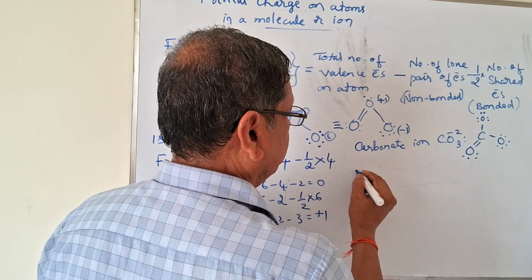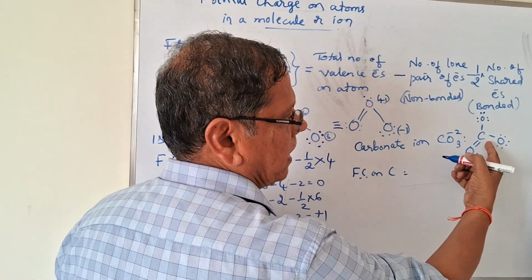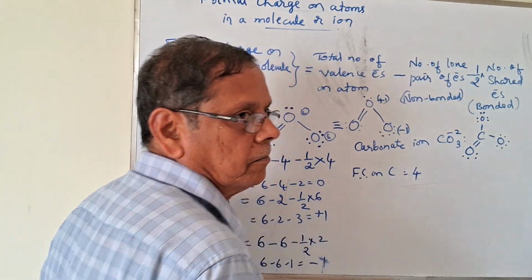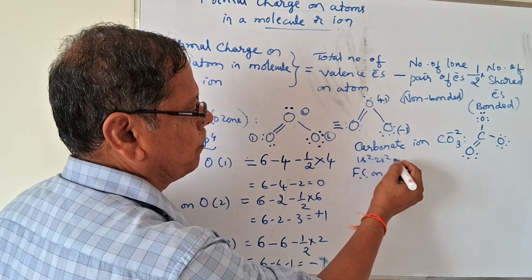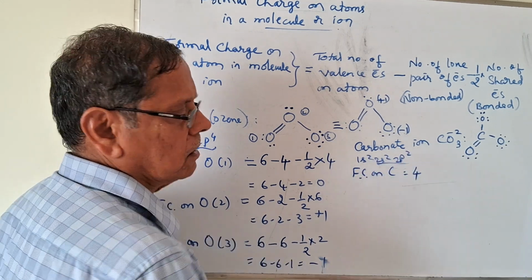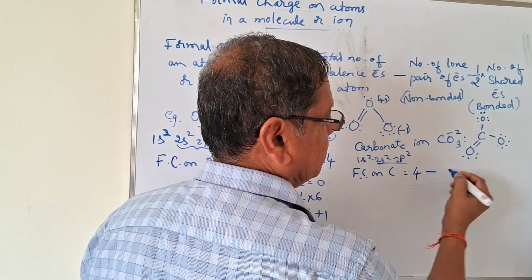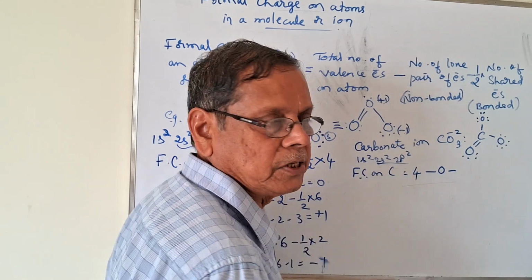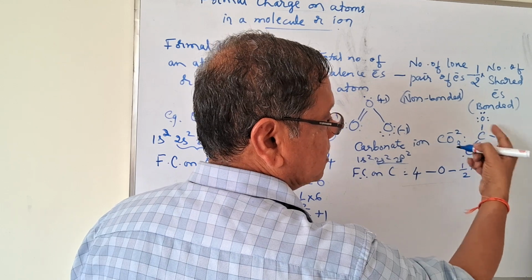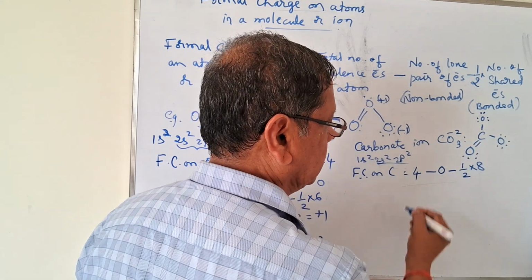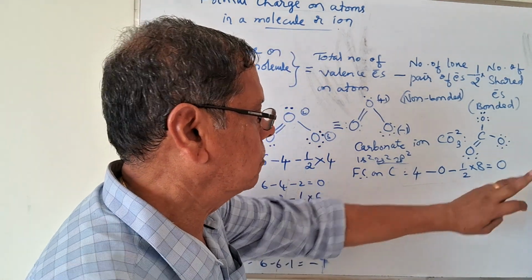Again for the carbon atom, formal charge on carbon atom. The number of valence electrons is 4, because for the carbon atom the electronic configuration is 1s2, 2s2, 2p2. Valence electrons are 4, minus the number of lone pairs. On the carbon atom there is no lone pair, that's why it is 0. Minus the number of bond electrons, which is 8. Bonds are 4, that's why bond electrons are 8. So the formal charge on the carbon atom is 4 minus 4, equal to 0.